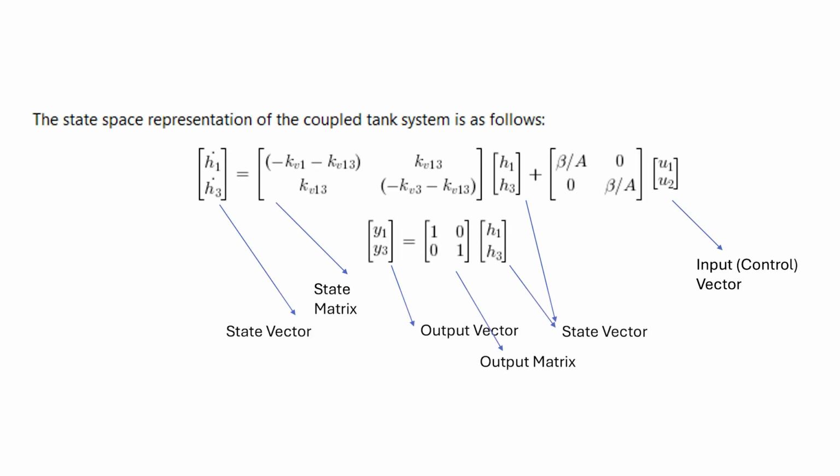The state space representation of your tank system is this one. So you have the state vector with the water levels, h1 and h3, and you obtain that based on input control variables and state control variables. So you're going to calculate the next water level based on the previous water levels and on some control variables.